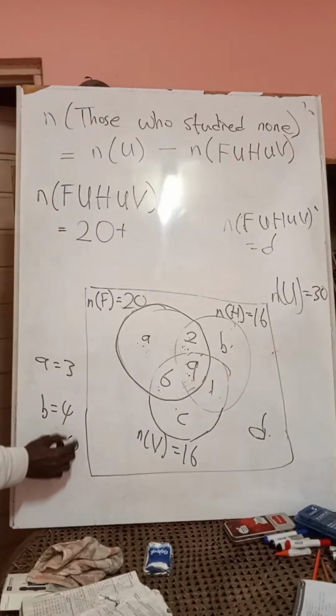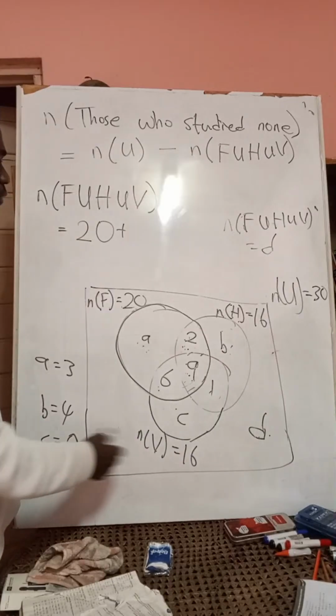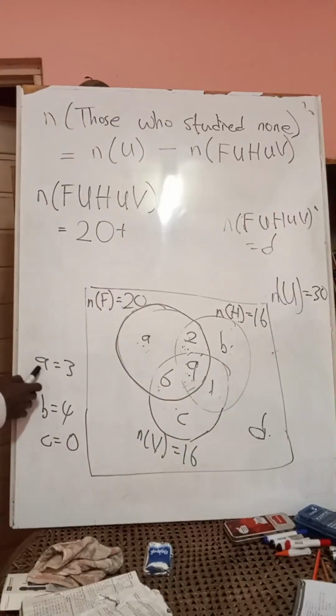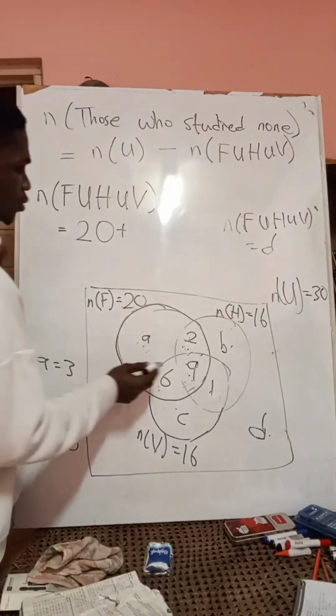Then C to be what? 0. So here, this is what you are going to do. We are supposed to find for those who are here, those who are in D. So we have this one already. I said we can do it this way.